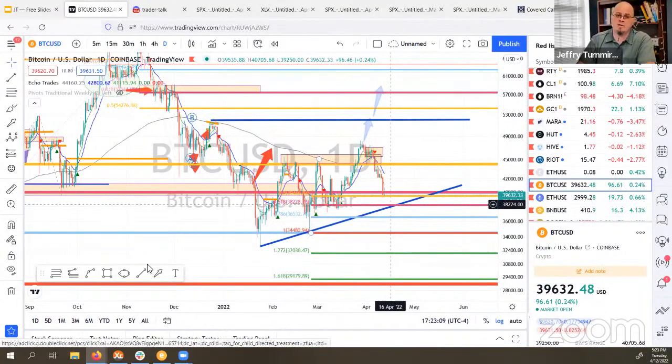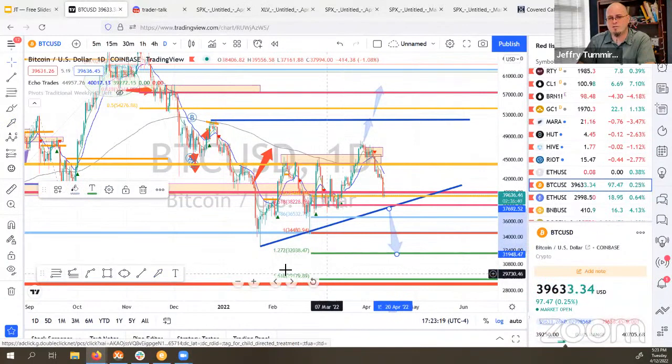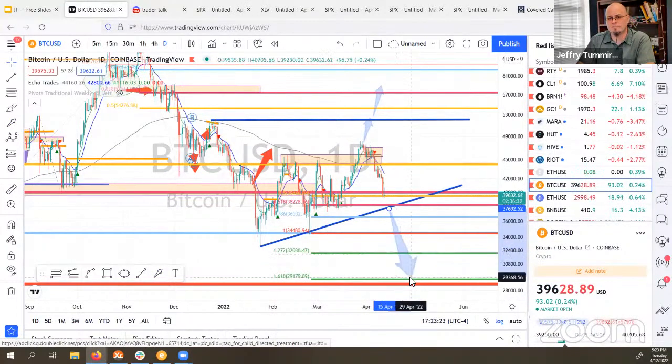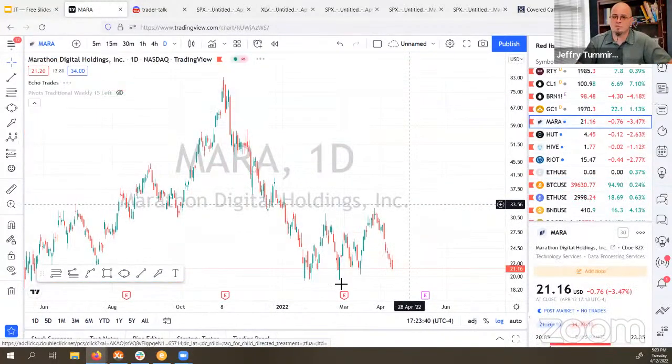Now, if it can't hold that trend line, then we're probably heading down to at least 32,000, if not 29,000. You can see a move down in this area right here if it breaks through that trend line of support. So that's something to watch out for on Bitcoin, and it's going to take Mara down with it. It's not going to be super awesome for Mara.